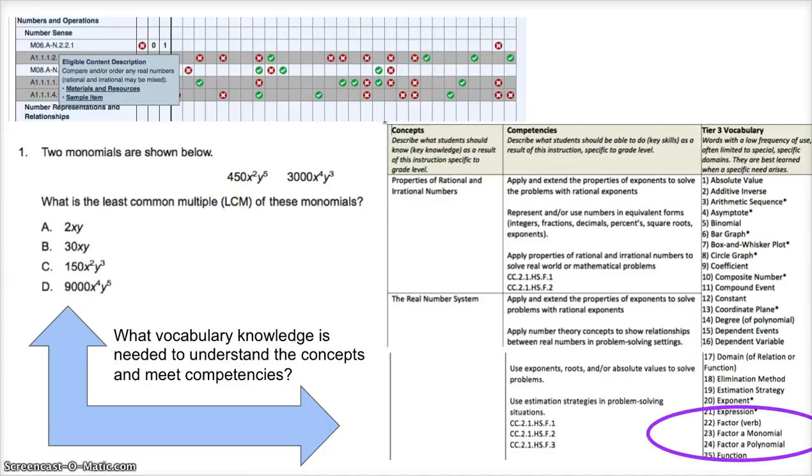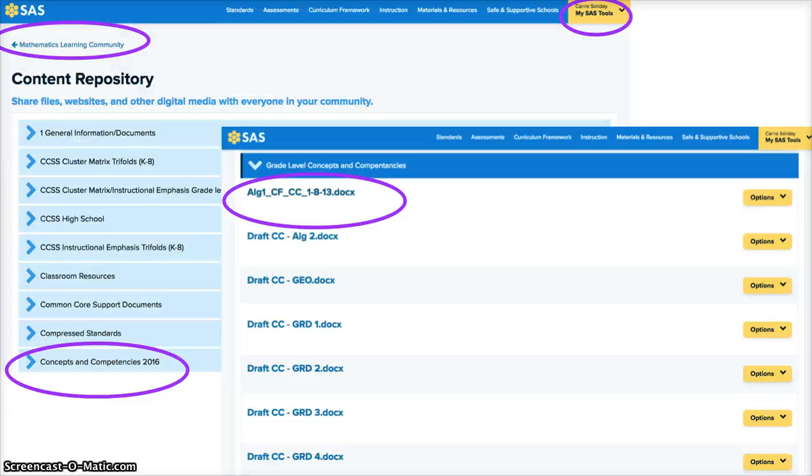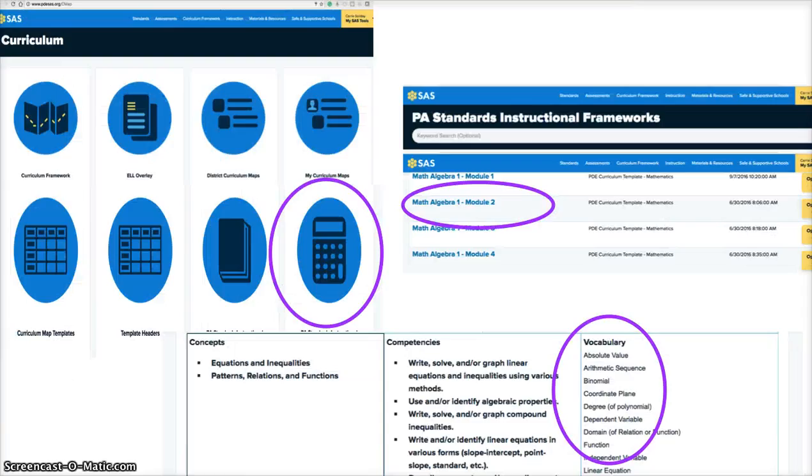PDE has provided some great tools that show concepts, competencies, and Tier 3 vocabulary. Where do I find those? In SAS. I can go into My SAS, then the Mathematics Learning Community, scroll down to the bottom of the page, find the content repository, open the tab for concepts and competencies, and then I found the Algebra 1 document.